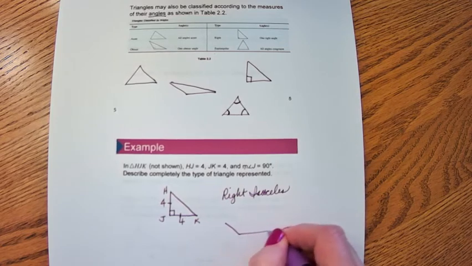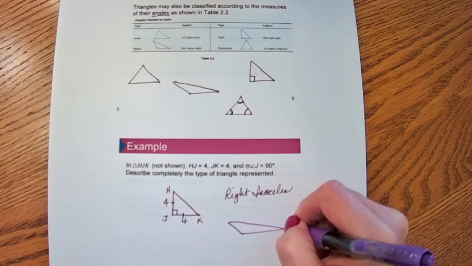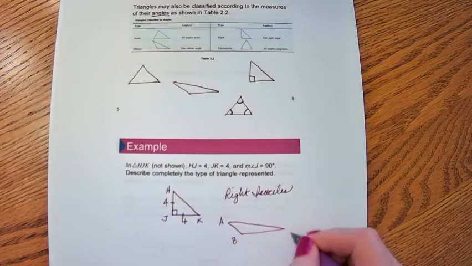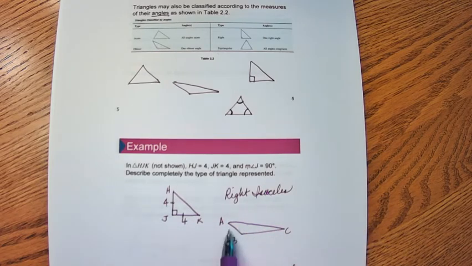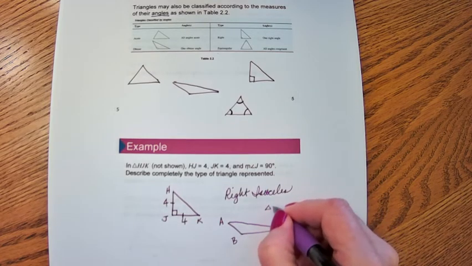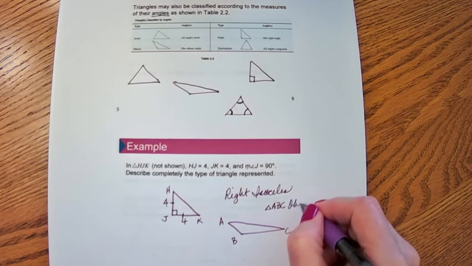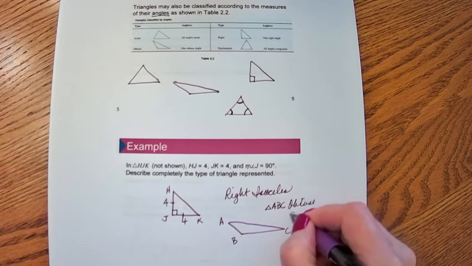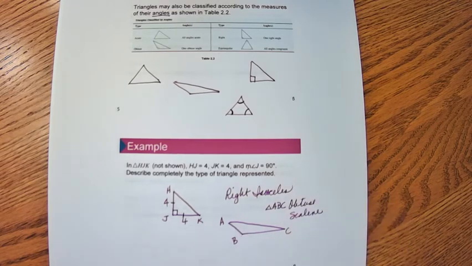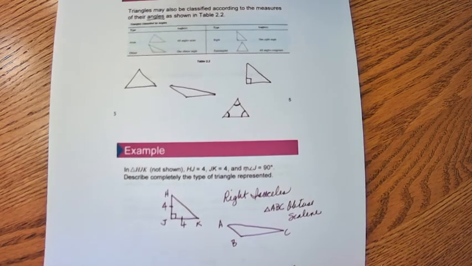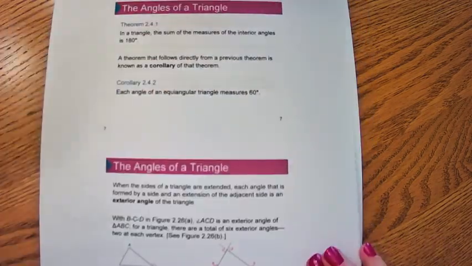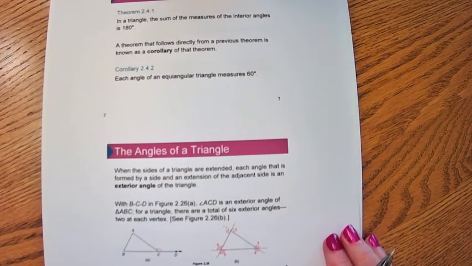How about if I had a triangle that looked like this? A, B, C. None of the three sides are congruent, and obviously I have an obtuse angle. So we would call triangle ABC an obtuse scalene triangle. All right, so it's just a matter of whether you're looking at the measures of the angles or at the measures of the sides. And often we'll look at both.